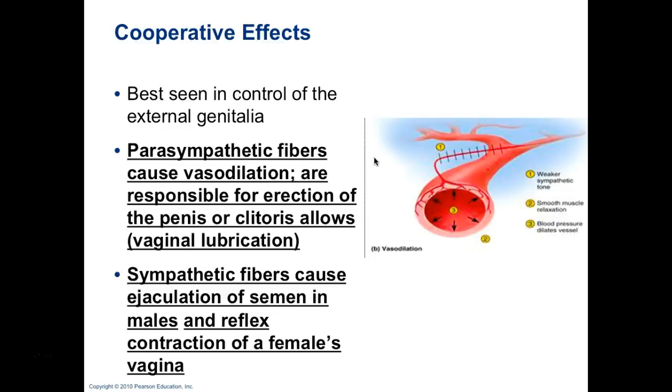And here are some cooperative effects. So this is best seen in control of our external genitalia. So we have parasympathetic fibers causing vasodilation that are going to be responsible for the erection in a male taking place to allow all that blood flow into the penis and also in the clitoris of a female. And that'll also allow for vaginal lubrication. Sympathetic fibers are going to cause the ejaculation of the semen in a male and the contraction of the female's vagina.